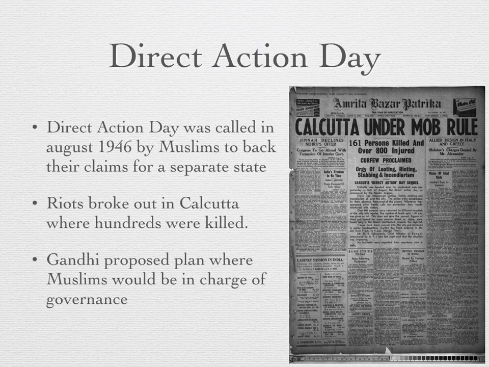Gandhi, at this time, desperate to keep India united, proposed a plan to put the Muslims in charge of India, to give them power in the government if it kept the country united. But again, Jinnah and the Muslims did not accept this.